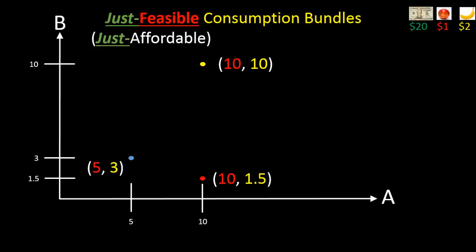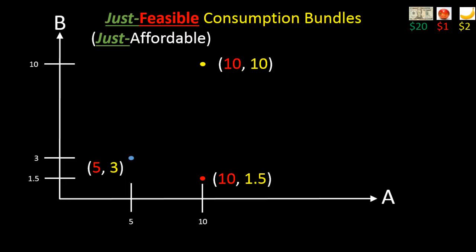Let's look now at yet another new term, and that's a just feasible consumption bundle. What we mean by just feasible consumption bundle is a bundle that's just affordable. Or in other words, it's a bundle that costs exactly the consumer's income. So for example, the red bundle is not a just feasible bundle because it costs $13, which is less than Chris's income of $20. Similarly, the blue bundle is also not just feasible because it costs less than $20. The yellow bundle is not feasible at all in the first place because Chris cannot afford to buy it at all, and so it is also not just feasible.